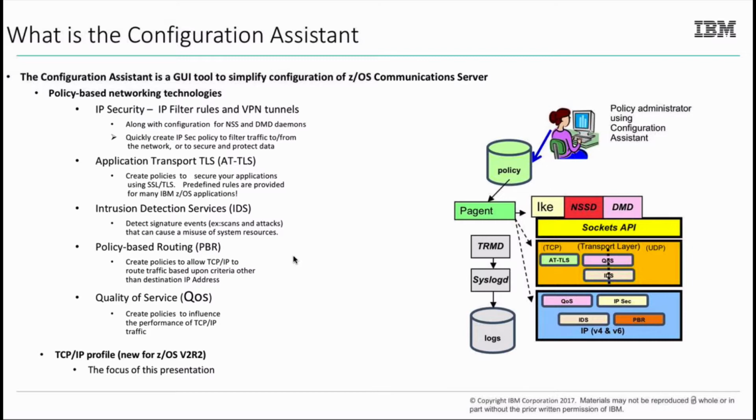It's a GUI that creates policy files that the policy agent daemon runs, and then installs the policies into the stack. As you can see from the diagram on the right, the policy infrastructure is quite complex, and the Configuration Assistant makes it a little bit more accessible and easier to use. We've been doing this for several years, but starting in V2R2, we've added TCP/IP profile to the Configuration Assistant. And TCP/IP profile is the focus of this presentation.